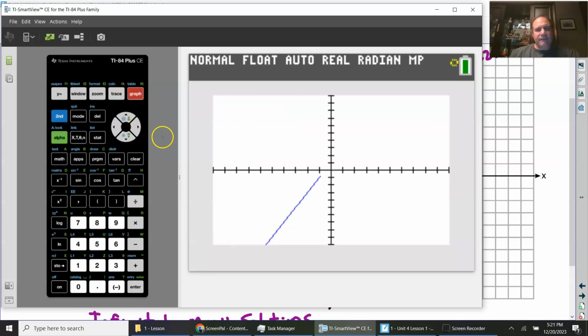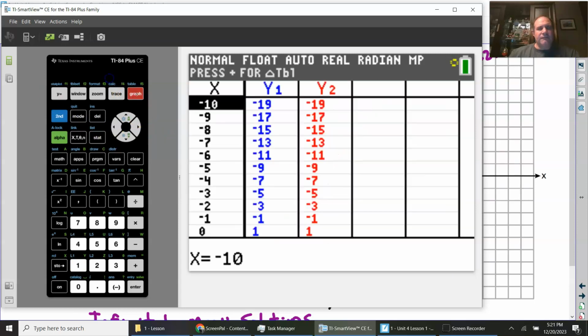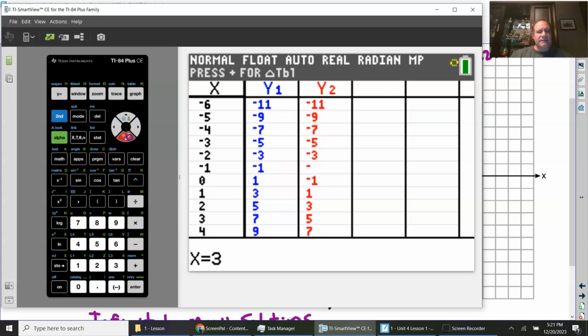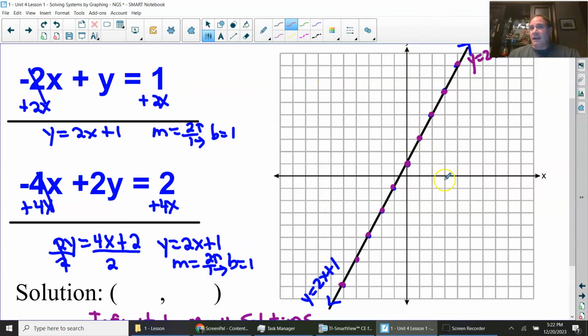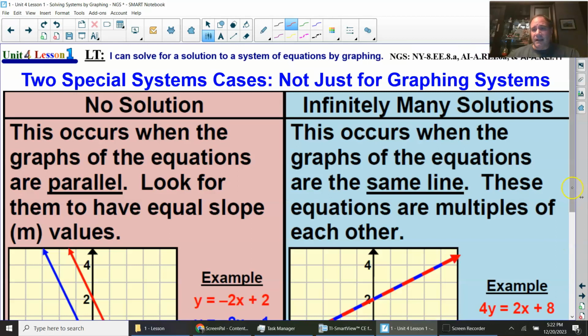Once you have the graph, it goes blue, and then it goes red. It's the same line, and if you check the coordinates, all of the coordinates are the same. It's negative 10, negative 19, negative 9, negative 17. And you see exactly that all of the coordinates, as far as you go down, are exactly the same. So that means there's an infinite number of solutions. Every input has the same output. So that's it as far as that goes.